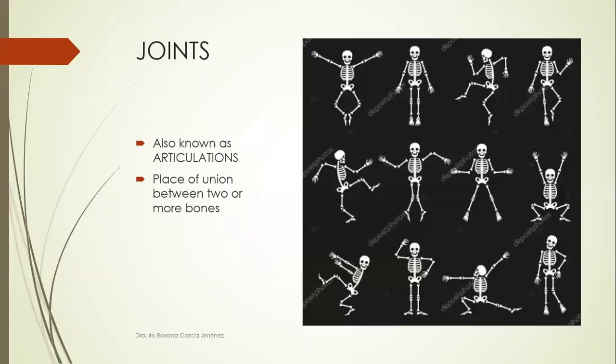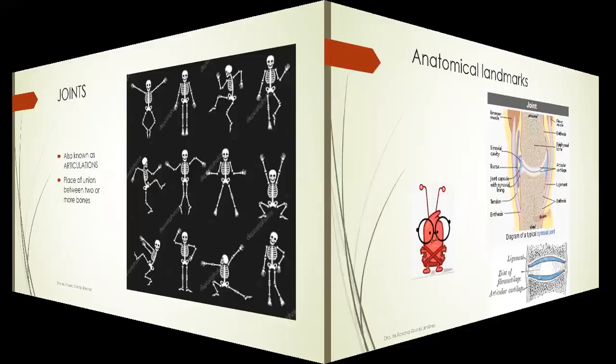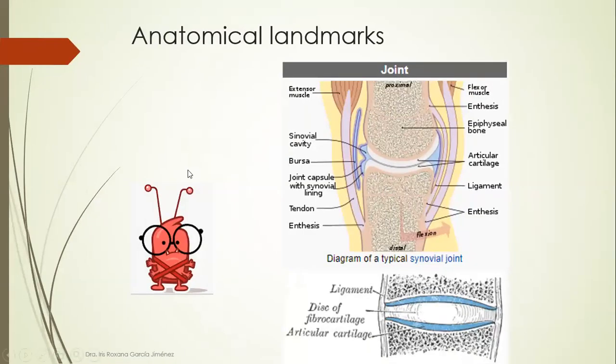Joints, also known as articulations, are the place of union between two or more bones. Again, I will read back to check anatomical landmarks, anatomical details, more vocabulary to memorize maybe. But you can see it's the same as in Spanish. Very, very similar. That's why it's not as difficult when we're talking about anatomical review.